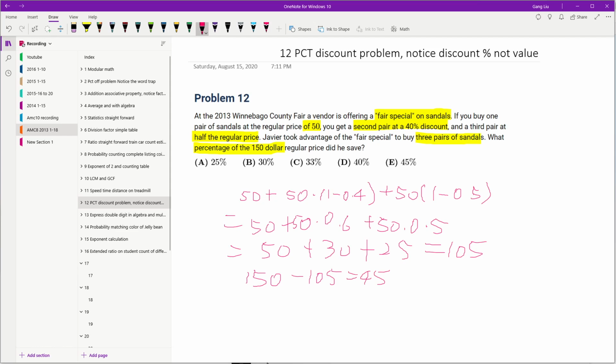So by what percentage did he save is 45 over 150, equal to 45 multiply 3 over 15 multiply 10. This is 15 multiply 3, so this cancels. That's going to be 0.3, and 30%.